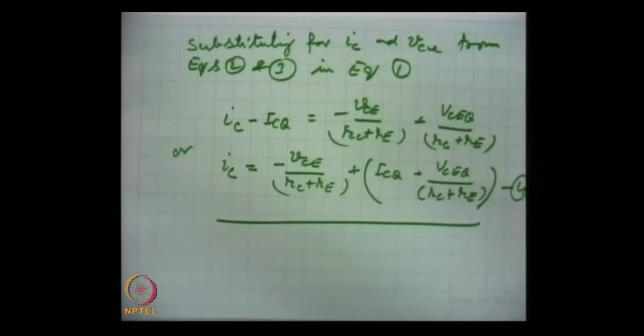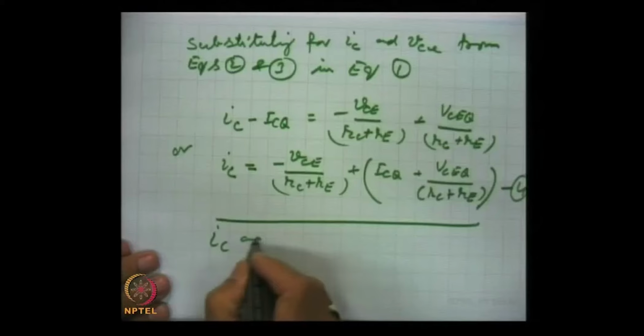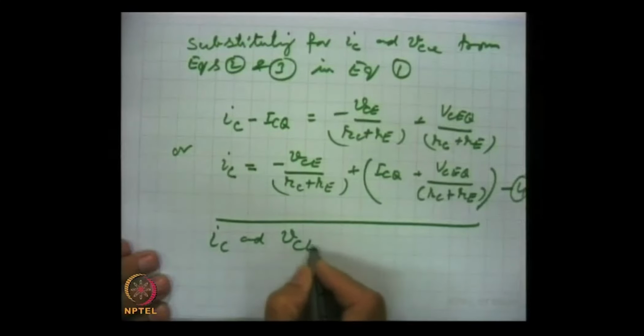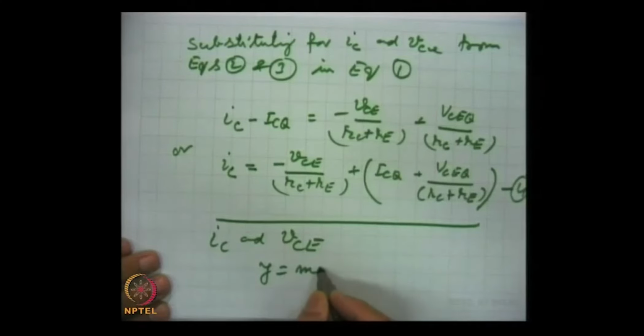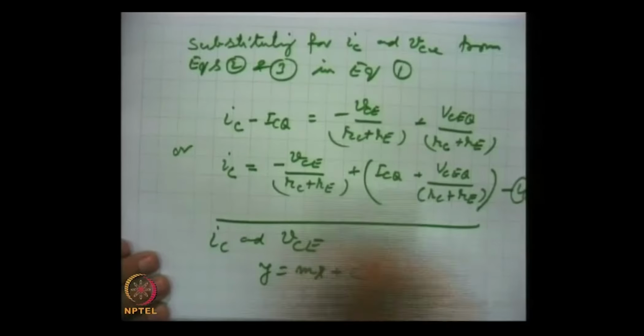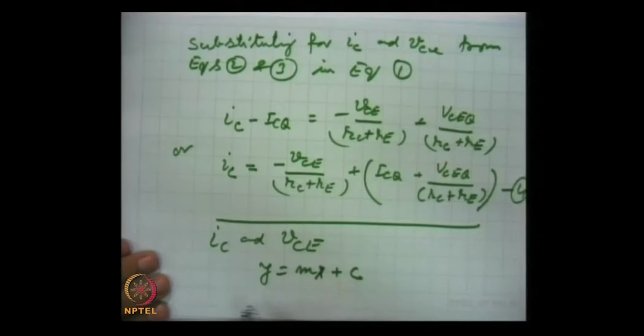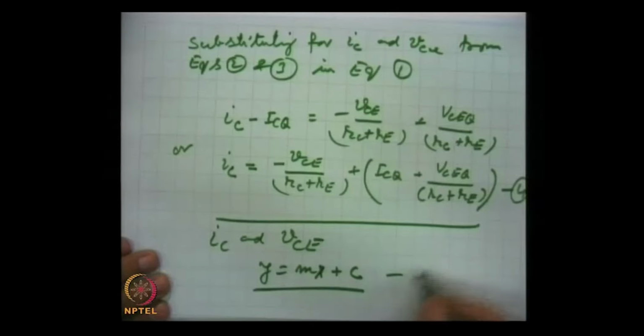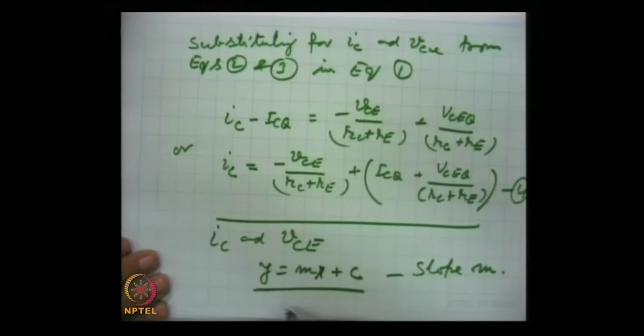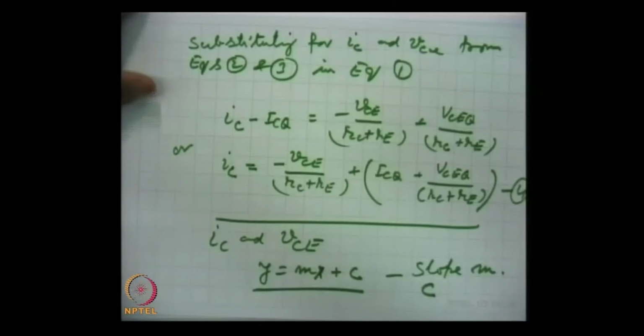This is the linear equation in IC and VCE. It is like y is equal to mx plus c, and this will have a slope. This equation has a slope of m and a vertical intercept of c. Similarly, we can do it here.